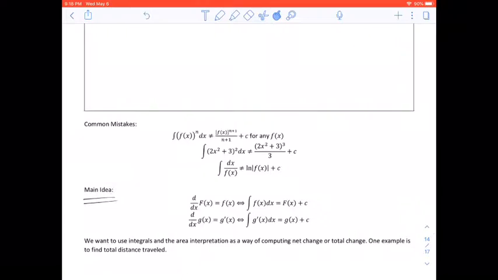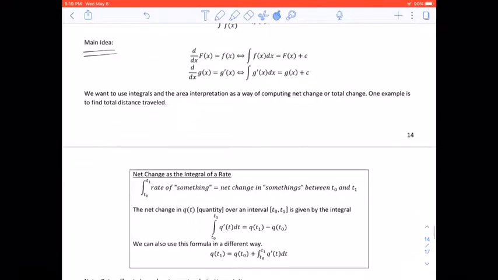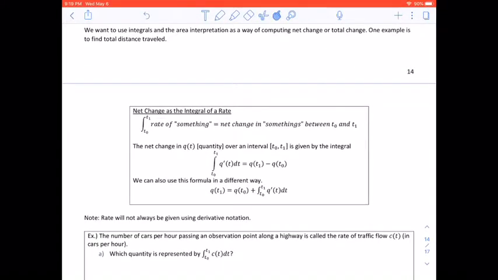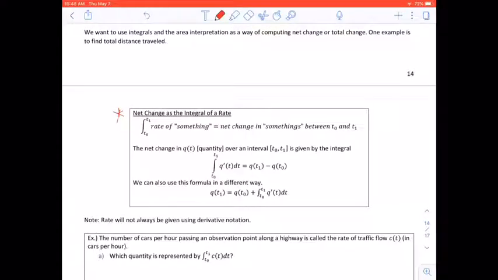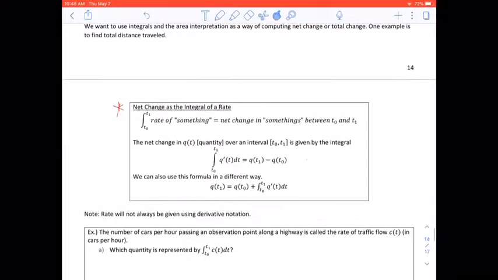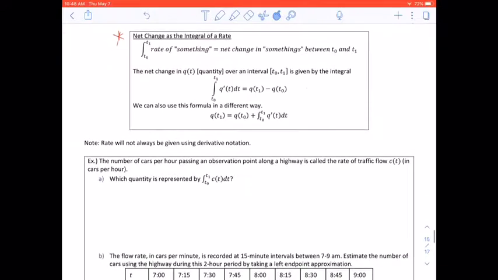And it also says we want to use integrals and the area interpretation as a way of computing net change or total change. One example is to find the total distance traveled. We saw this back in section 5.1. The net change as an integral of a rate is the integral from t0 to t1 of the rate of something equals the net change in something between t0 and t1.